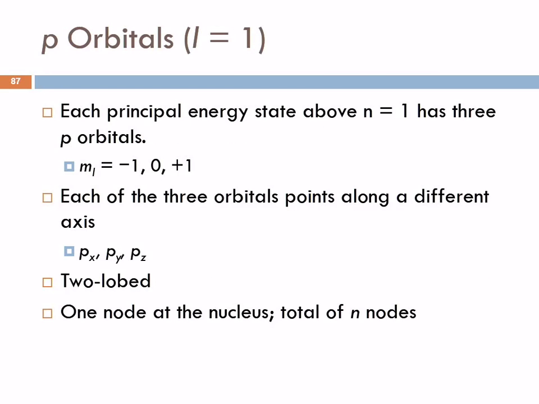P orbitals: the first energy level, n equals 1, doesn't have a p orbital. But the second energy level and everything above that has p orbitals. There are 3 p orbitals on each level, and they point in different directions. And they have a node at the nucleus, and then the higher ones, just like the s, are like harmonics of a wave, and they have additional nodes.